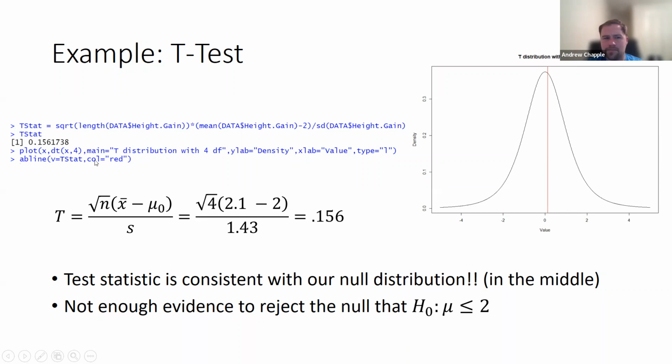And I just want to point out something I did here. I plot this x, which is a vector, and I'm plotting the density of this. And then abline here, v equals t-stat, actually draws a vertical line. You can use h to draw a horizontal line. And then obviously I'm changing the color just to point out the code.